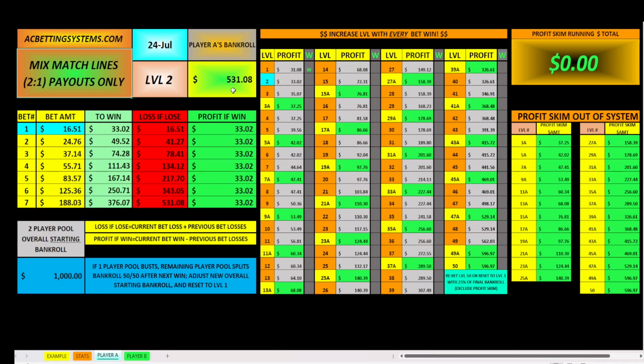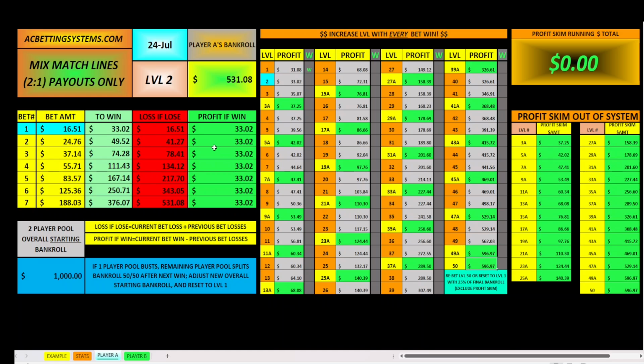This 531.08 is now distributed amongst these 7 bets right here. This calculator is set up to roll all winnings into the following level. By doing this, you will compound your profits on every win. This is how we get from a 31.08 profit all the way to a super juicy 596.97 profit.